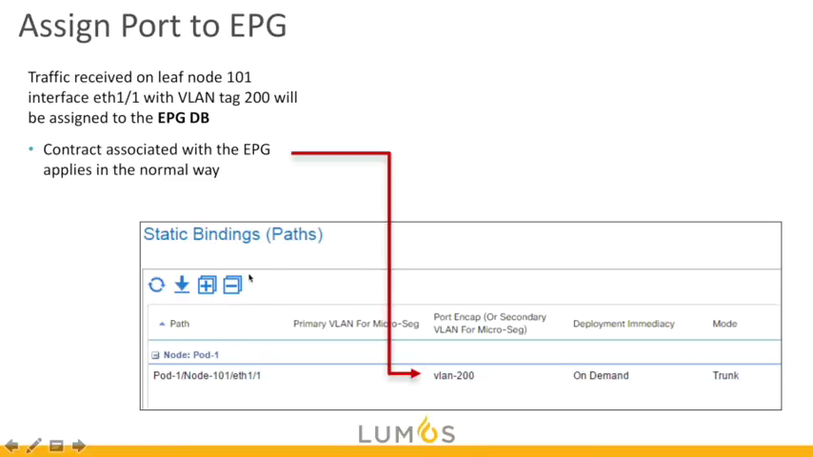This is under an EPG. We've got VLAN 200, and we're trunked, and that's connected to pod 1, node 101, so this is the leaf ID, and interface 11 on VLAN 200.